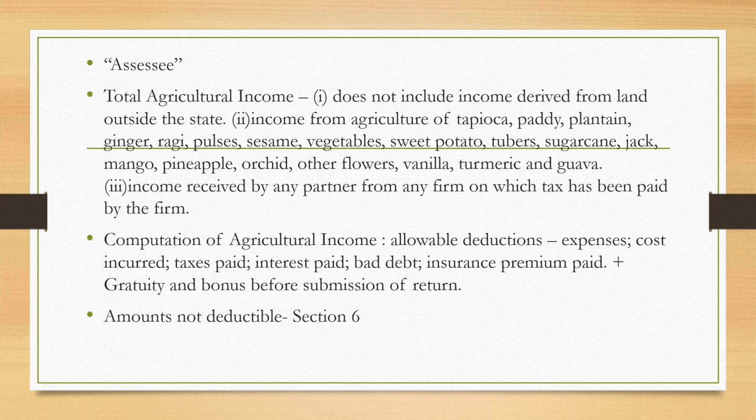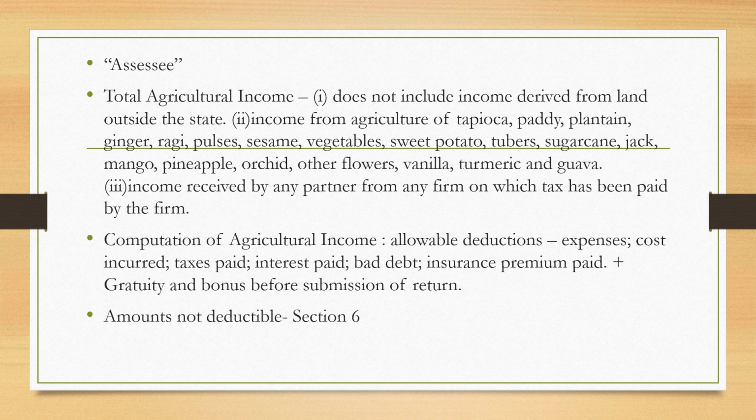The first one, any sum paid on account of any rate or tax levied on the agricultural income. And the second one, any sum by way of interest, salary, bonus, commission or remuneration paid by the firm to any of its partners.